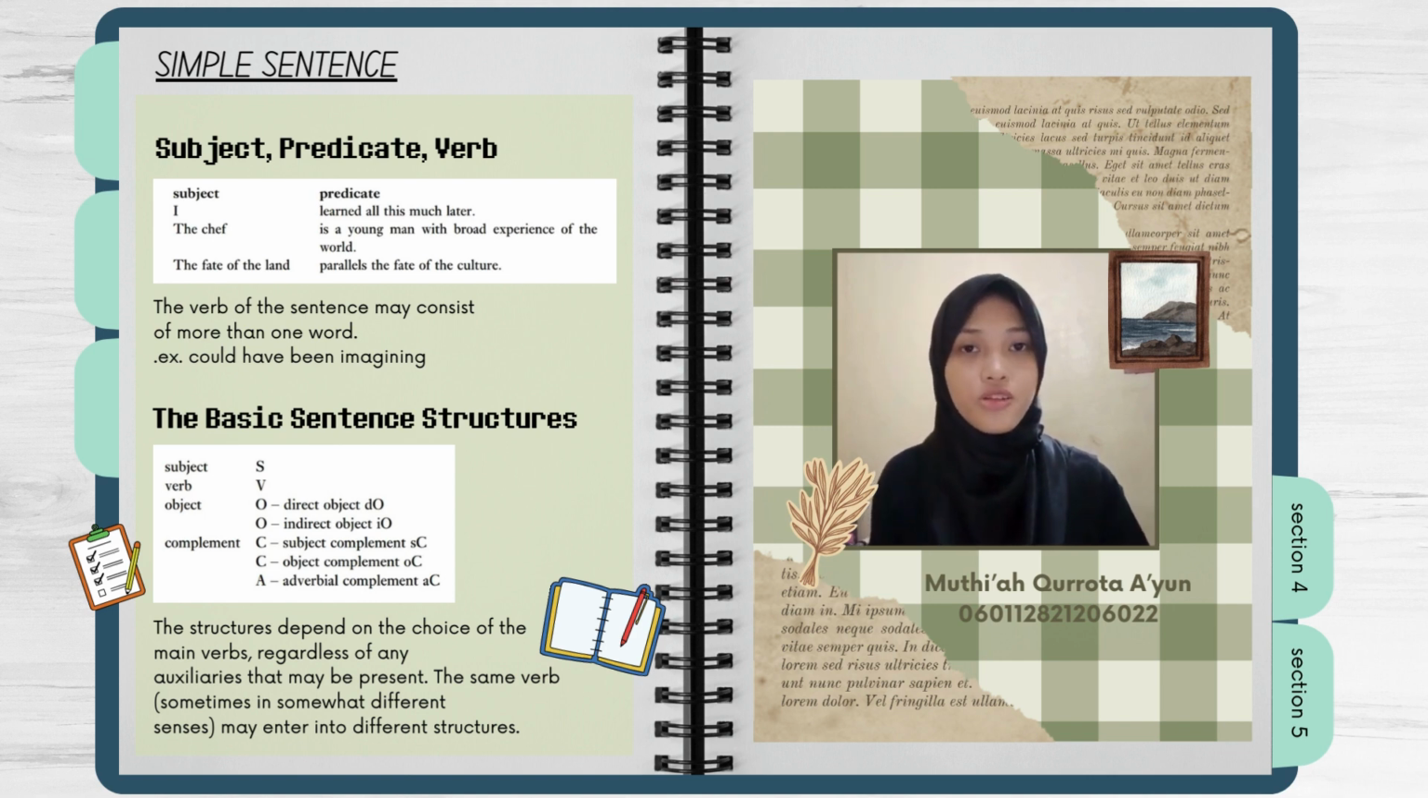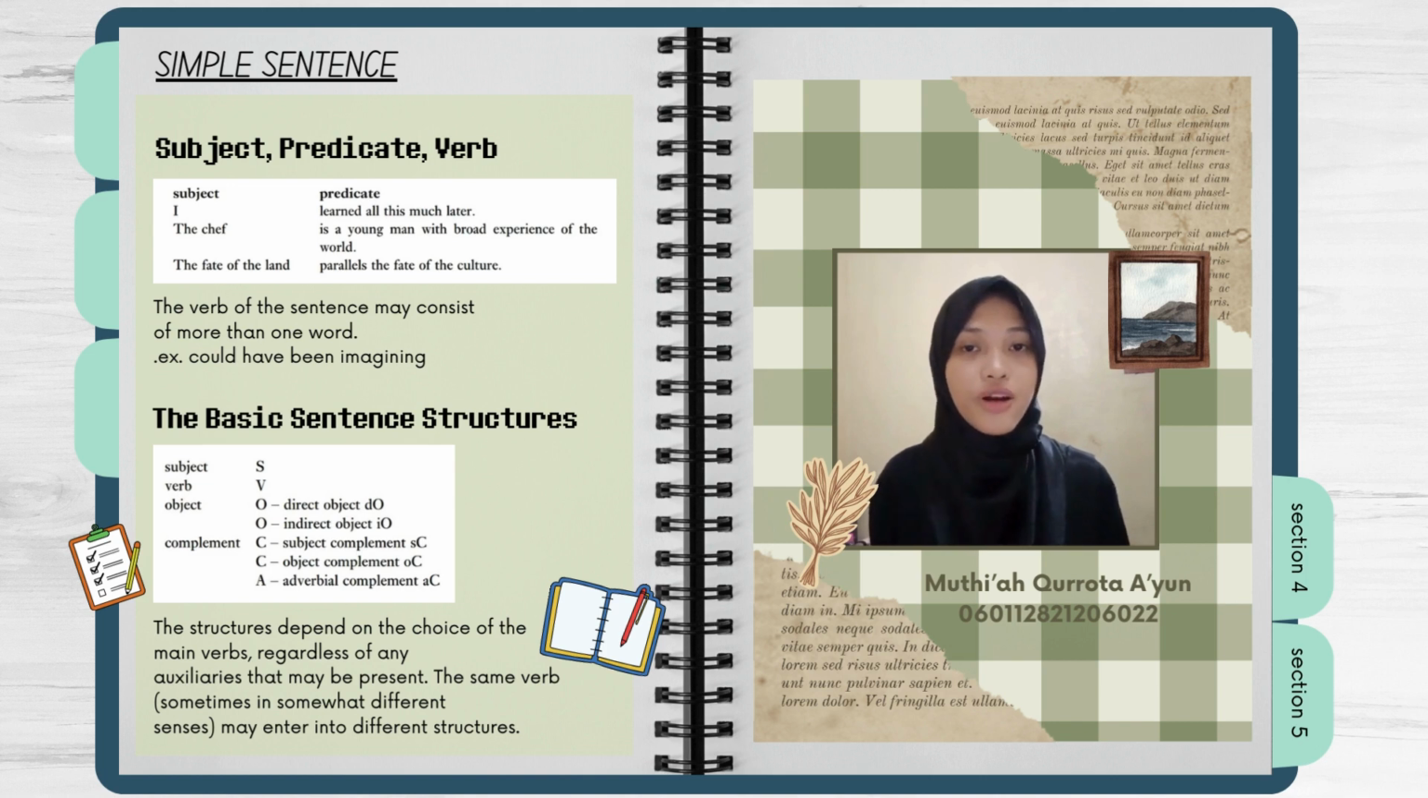So, the most important constituent of the predicate is the verb. Indeed, it is the most important constituent in the sentence. A sentence may consist of only a verb, such as help and look, and the verb of the sentence may consist of more than one word. For example, could have been imagining. And the next is the basic sentence structure.